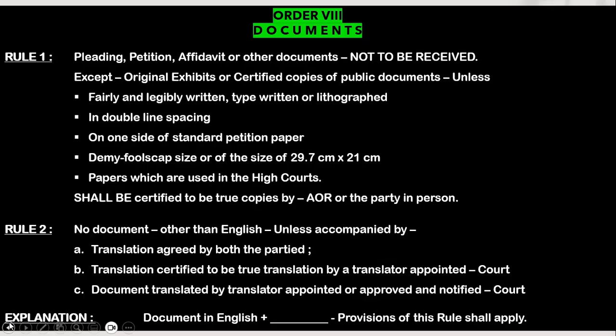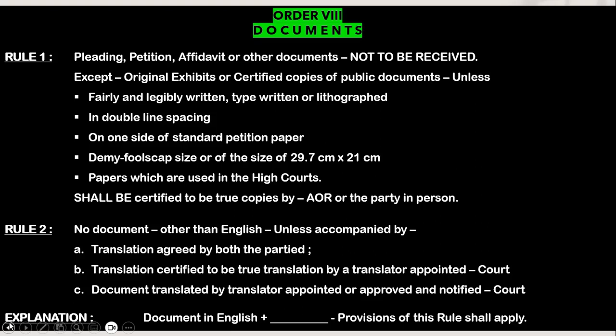Let's begin. Rule 1 provides that the officers of the court shall not receive any pleading, petition, affidavit, or other document except original exhibit and certified copies of public documents, unless it is fairly and legibly written, typewritten, or lithographed in double line spacing on one side of standard petition paper, demi foolscap size, or of the size of 29.7 centimeters into 21 centimeters, or paper which is ordinarily used in the high courts for the purpose.